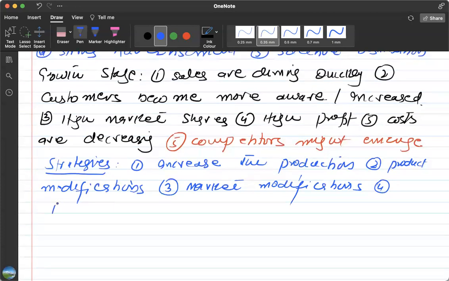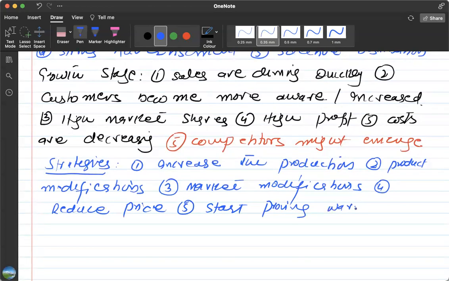We can reduce price to stop competitors from coming into the market. We can give some offers on the product. And we start providing guarantees, warranties, accessories, and repair services. Those are the strategies at the growth stage.